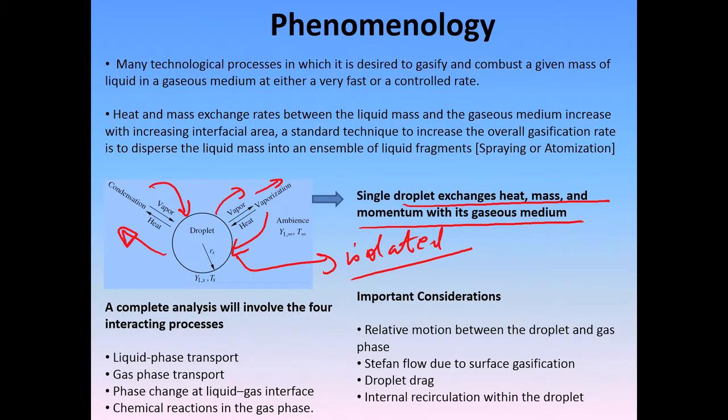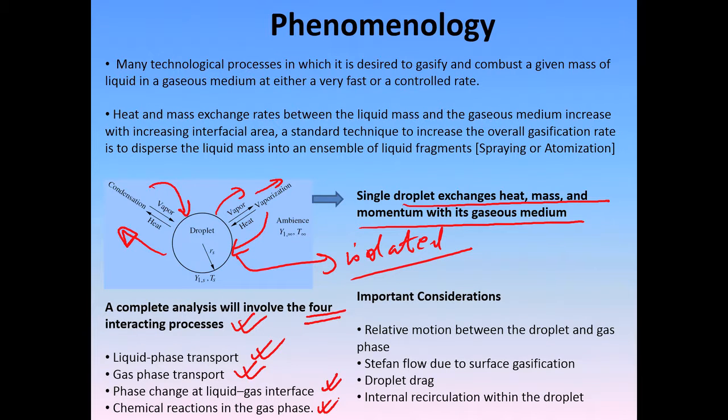The complete analysis will involve basically 4, emphasize the word 4, interacting processes. One is liquid phase transport, that means what happens within the droplet. The gas phase transport, that means what happens in the gas phase. The phase change at the liquid and gas interface. And if you have combustion, then what are the chemical reactions taking place in the gas phase. These are the 4 things that we need to answer.